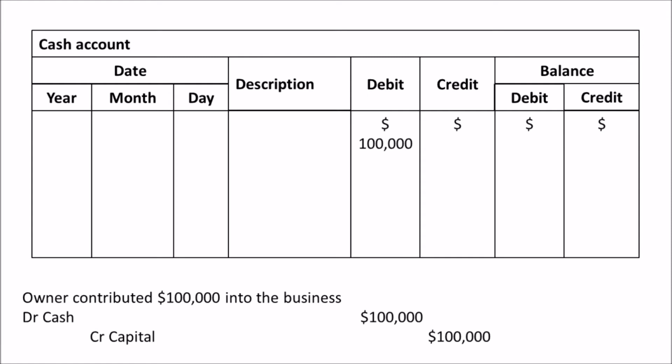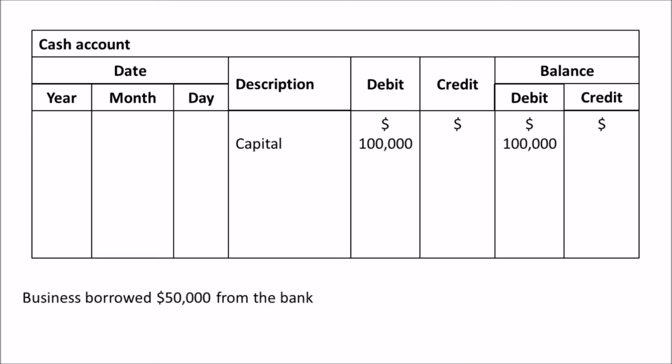I debited cash by $100,000. Which account did I credit by $100,000 for this transaction? It is the capital account, right? So key in capital in the description column. I believe the balance column is quite self-explanatory. You just calculate the balance to date. Assuming the business started with no cash, when the owner deposited $100,000 into the business, the cash balance is now $100,000.